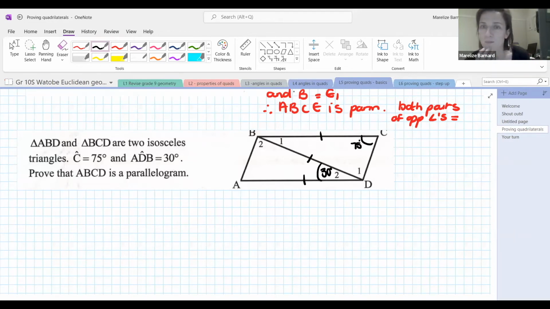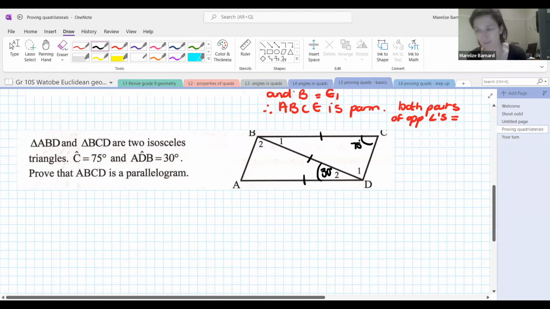Is there anyone who's proven it? It is actually a fairly straightforward question. Opposite angles are equal. Okay, if we are trying to prove that something is a parallelogram, we cannot use the properties of a parallelogram to prove that it's a parallelogram. It's a bit of a feedback loop that doesn't work. So if you're trying to prove that something's a parallelogram, you first have to prove that it's a parallelogram.